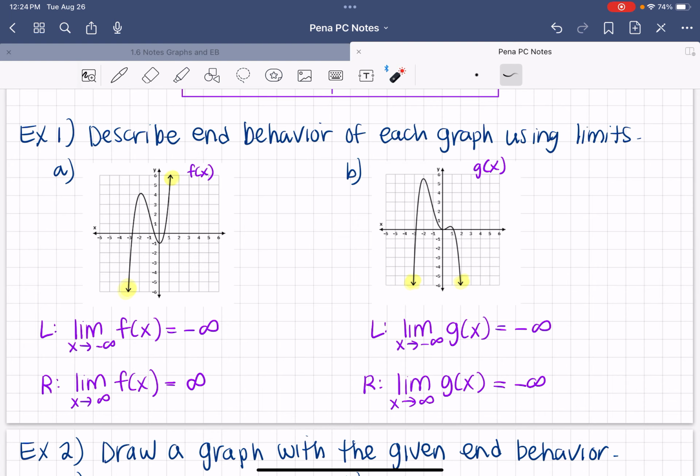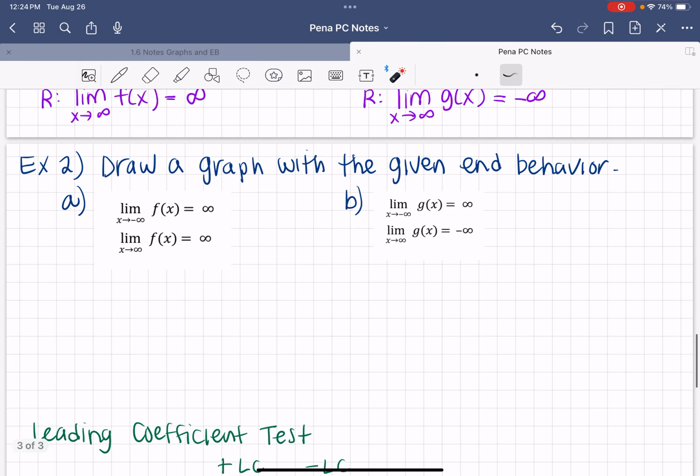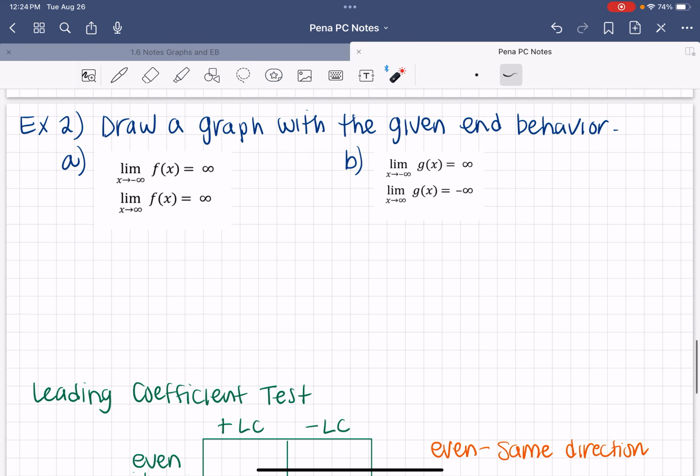Okay, so then example 2, I kind of want to do the opposite. So draw a graph with the given end behavior. So on that slip of paper, you should have two sets of limit statements. There's one that has an f of x, and then there's one that has a g of x. So what we're going to do is draw a graph to match that behavior. So just underneath it, I'm going to do a graph here. And then same thing for the other one.